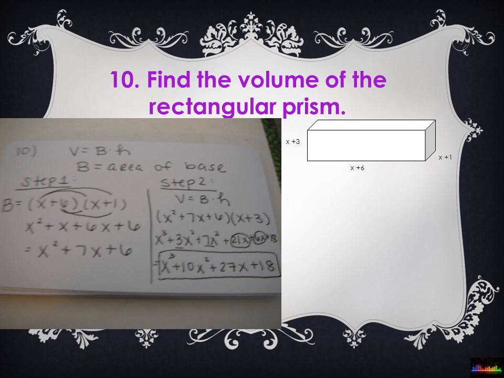Then we need to take that and multiply it by our height, which is x plus 3. This is a little bit longer of a step because you've got 3 terms multiplied by 2 terms. But you're still going to use the same idea of distributing every term to every term in the other polynomial. You will then simplify your expression by combining like terms. You should get x cubed plus 10x squared plus 27x plus 18. This problem is the lengthy problem.